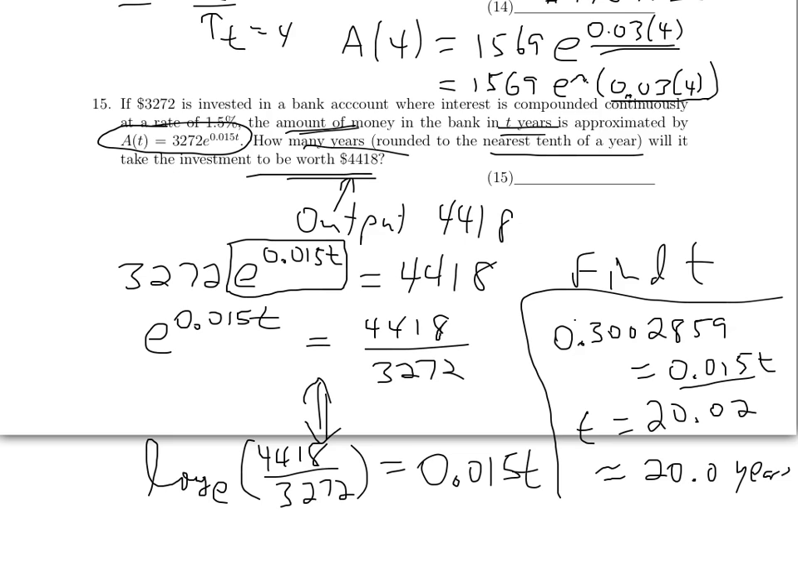So the answer is that if you have a goal of saving up $4,418, starting from having $3,272, you need to have that sit in your account for 20 years in order for the account to be worth that value.